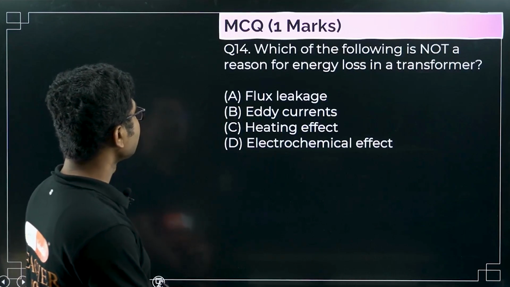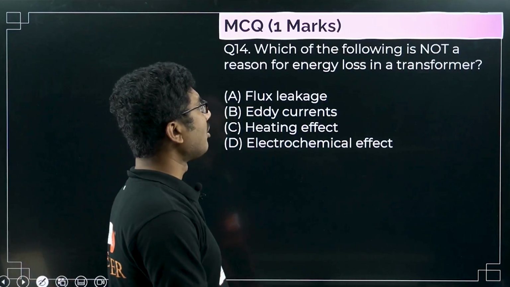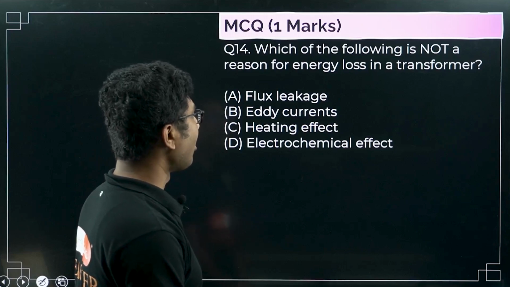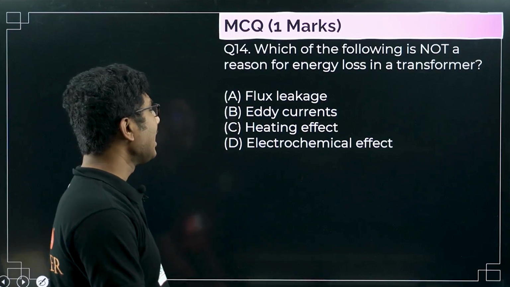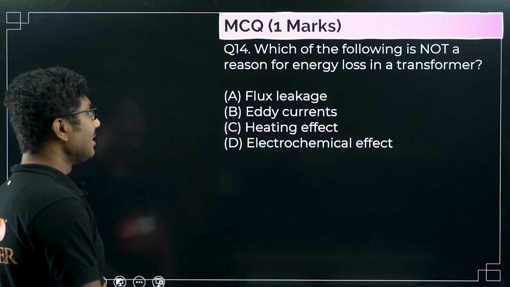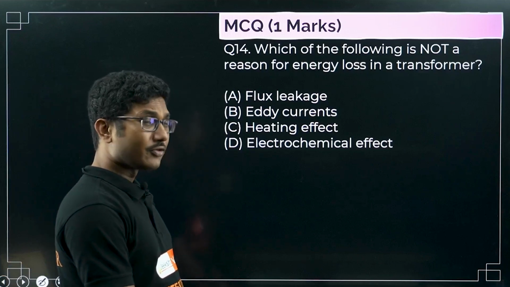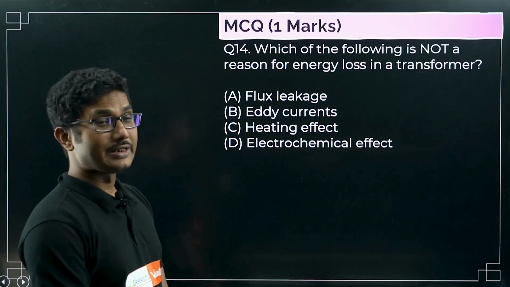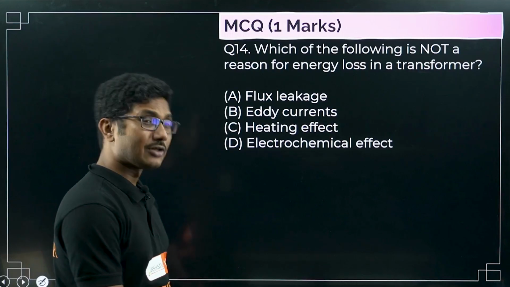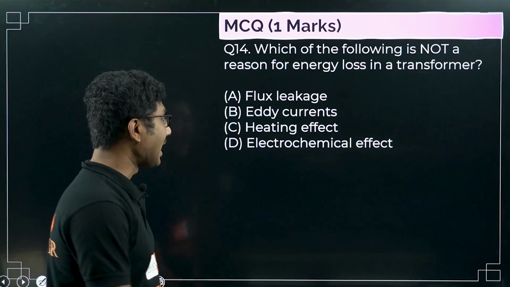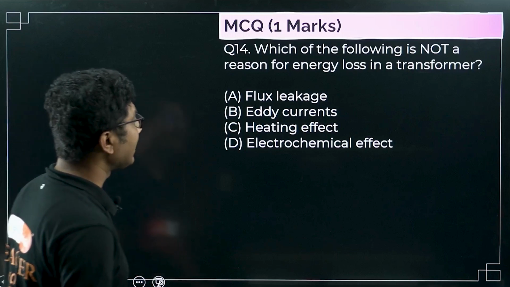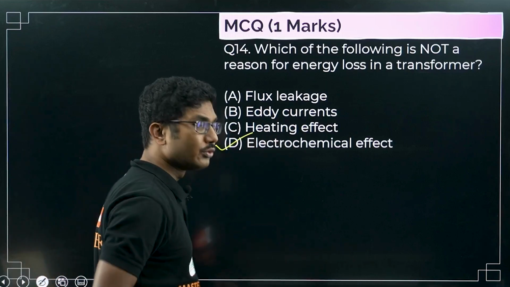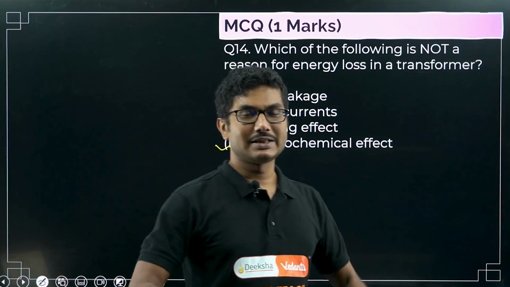Okay. Which of the following is not a reason for energy loss in a transformer? Interesting question. Flux leakage is a reason for energy loss. Eddy current is also a reason for energy loss. Heating effect is also a reason for energy loss. And last but not the least, electrochemical effect. Definitely, electrochemical effect has nothing to do with the transformer. So basically this is the one that is not a reason.